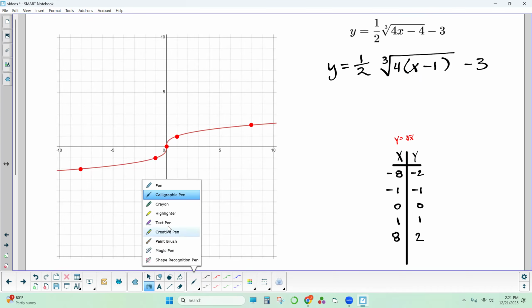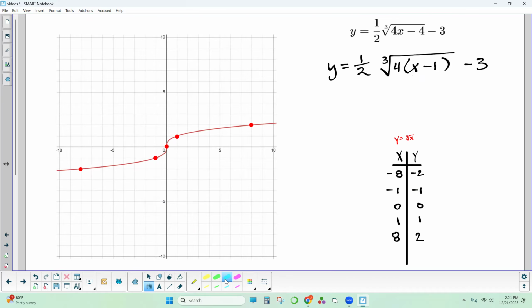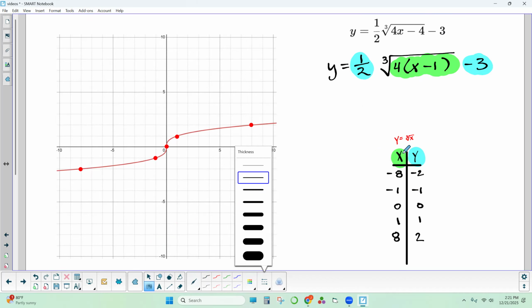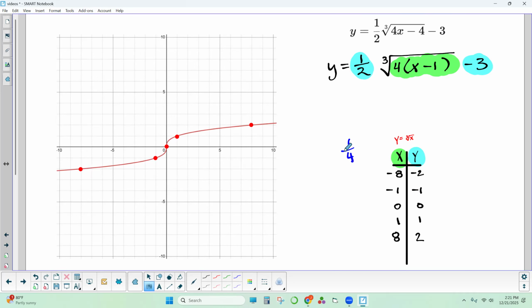Okay, so again, I like to color code this just to kind of show what's going on here. These are our horizontal transformations. We'll apply them to X. These are our vertical transformations, and we will apply those to our Y values. All right, so here we go. So X, we are going to multiply by the reciprocal of 4, which is 1/4. And then we're going to add 1. And then Y, we're going to multiply by 1/2 and then subtract 3. Okay? So now we're going to apply these to our table.